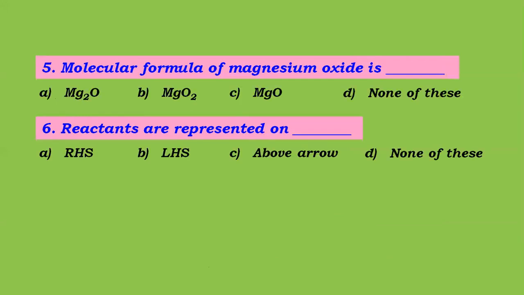Molecular formula of magnesium oxide is going to be? Yes, it's going to be MgO. Similarly, reactants are represented on... Where are we going to represent the reactants? Come on, tell me. Yes, reactants are represented on the left-hand side.